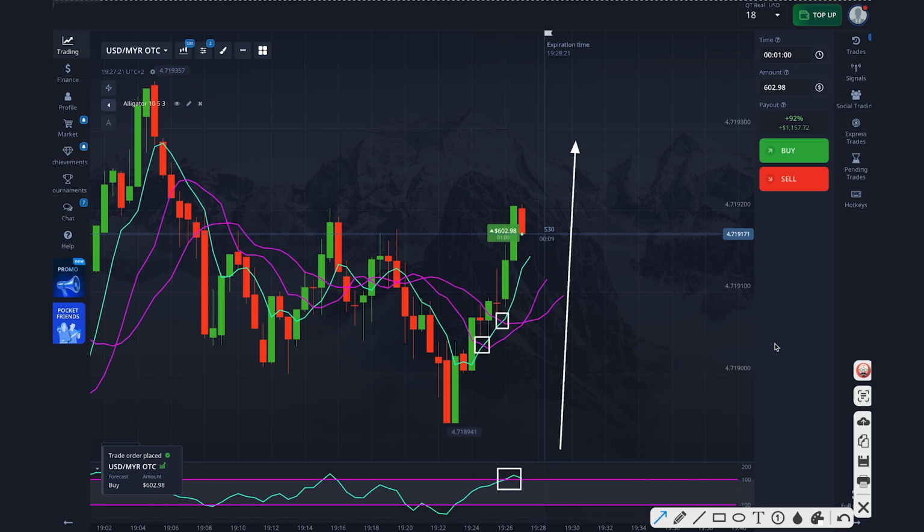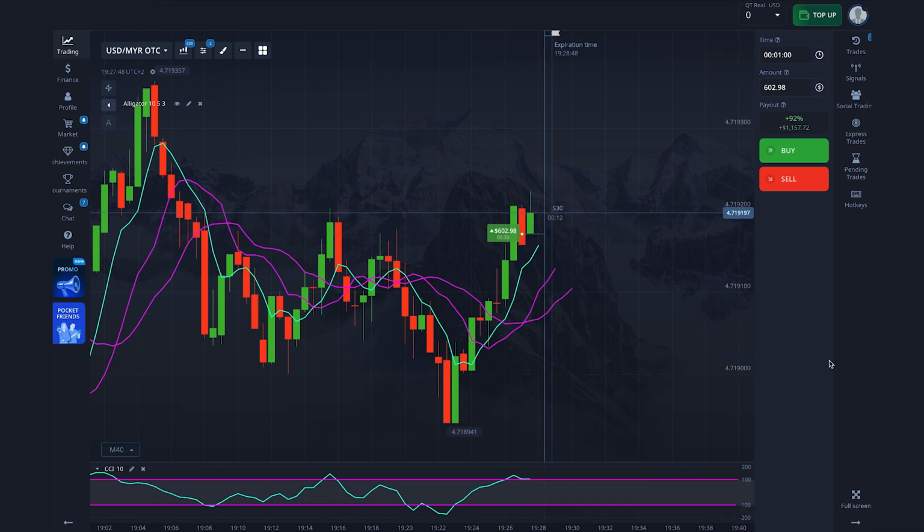Friend, I want to remind you of an important rule. Enter the market only when both indicators show the same direction. If one of them is late or has not given the signal yet, be sure to wait. The consistency of indicators is the foundation that increases accuracy and helps to avoid unnecessary risks.